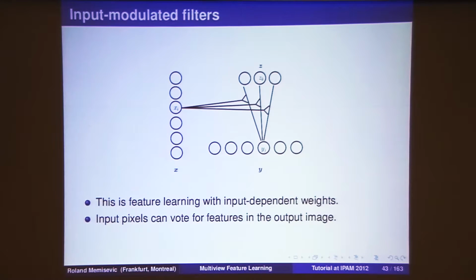The simplest kind of dependency, it's just a linear function. And you can think of this also as having a sparse coding model here, where the input pixels, say these are binary, for example, where these can vote for filters to be present. So you can have an input pixel here that says, if I'm on, then I would like to see this particular filter here. And another pixel can say, if I'm on, I would like to see that filter.